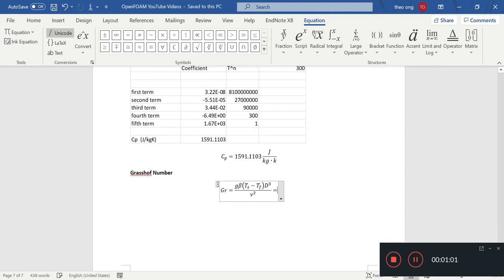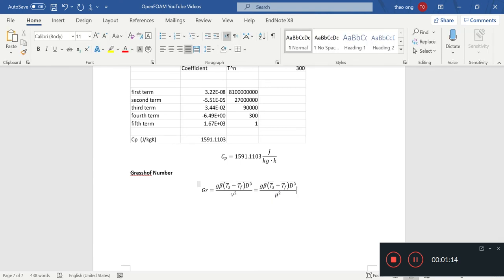If you want to do a conversion from kinematic to dynamic viscosity, all that we have to do is this. We replace nu by mu and we put density on top, because nu equals mu over rho, right? So kinematic viscosity equals dynamic viscosity divided by density. So this is what the Grashof number is.